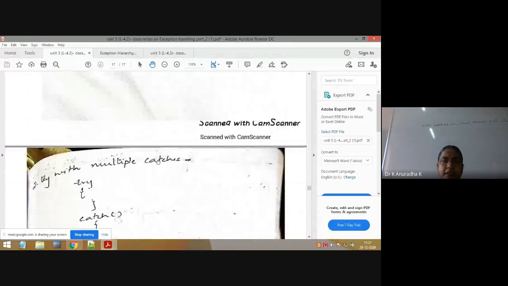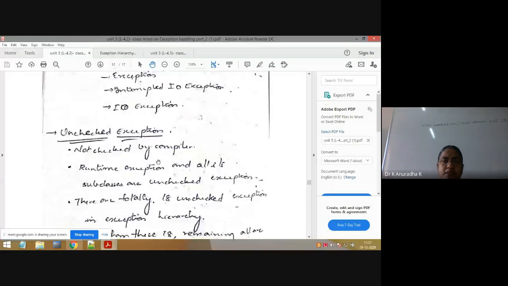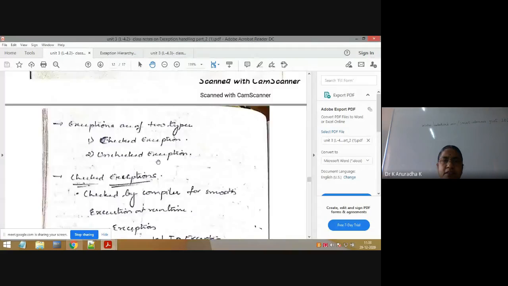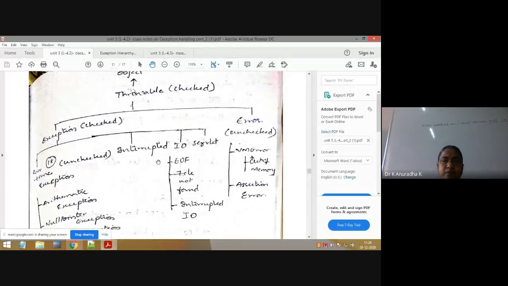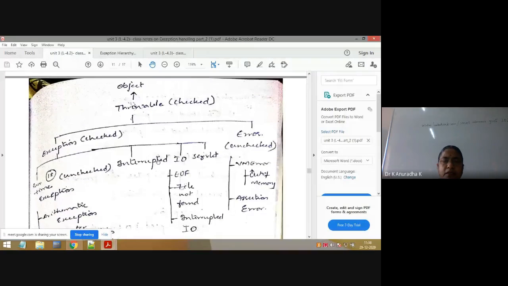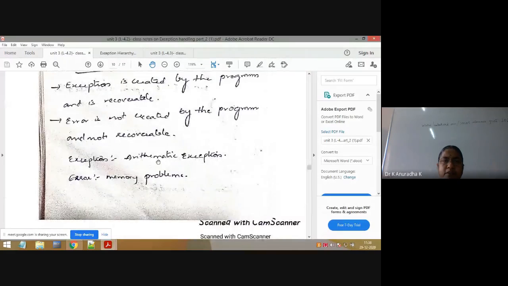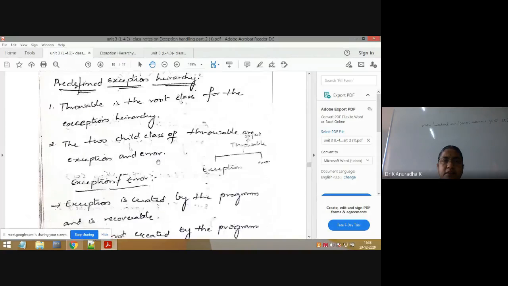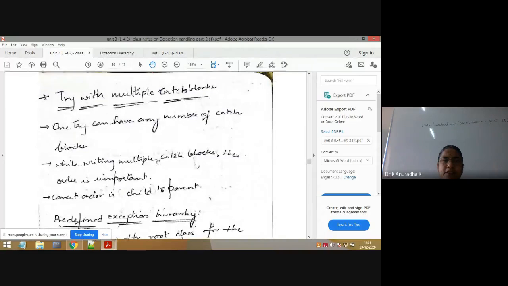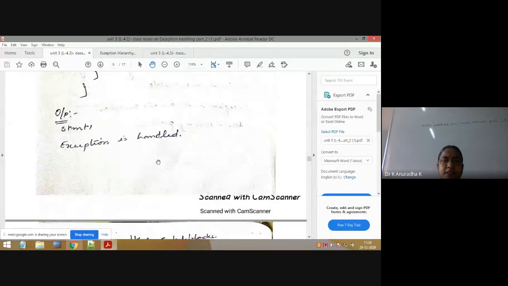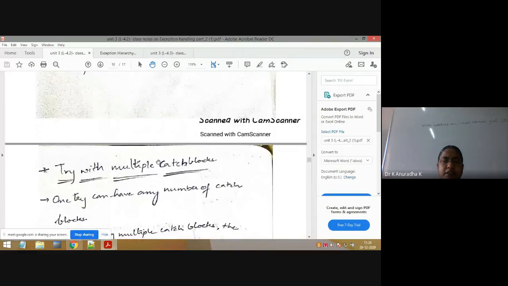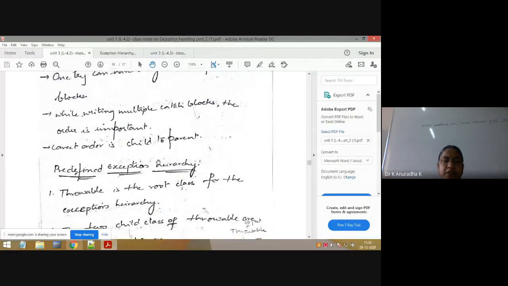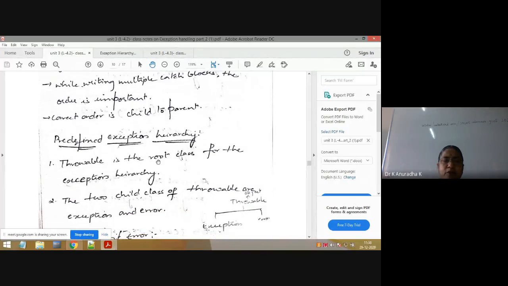Last class I explained the hierarchy, no? What is the superclass for the exception hierarchy? Already I explained one more concept, that there are two types of exceptions. There are checked exceptions and unchecked exceptions. What is a checked exception and what is an unchecked exception? Next we will see with the programs.